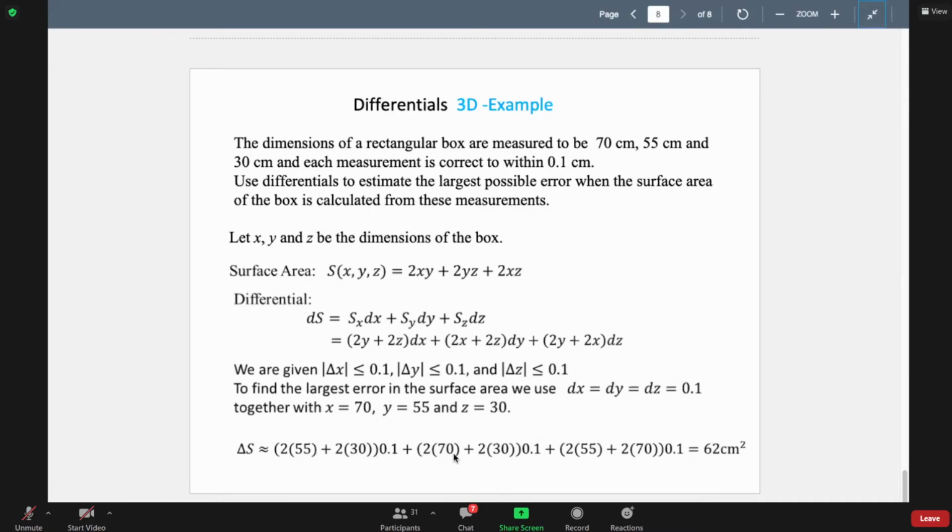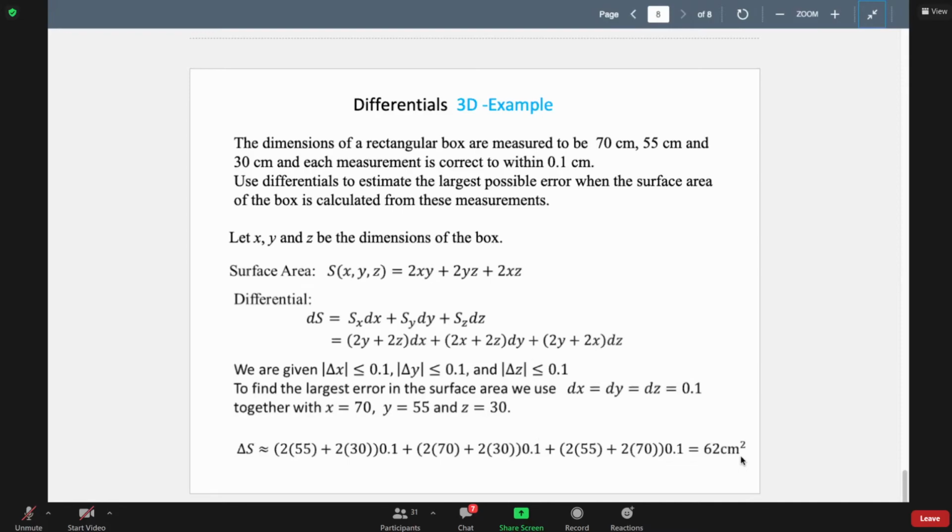Substitute x, y and z into each partial derivative, and you multiply everything by 0.1, that's the difference, 0.1, 0.1. And you see that delta S, the error we are making, is 62 square centimeters. So the biggest possible error you will make is 62 square centimeters.